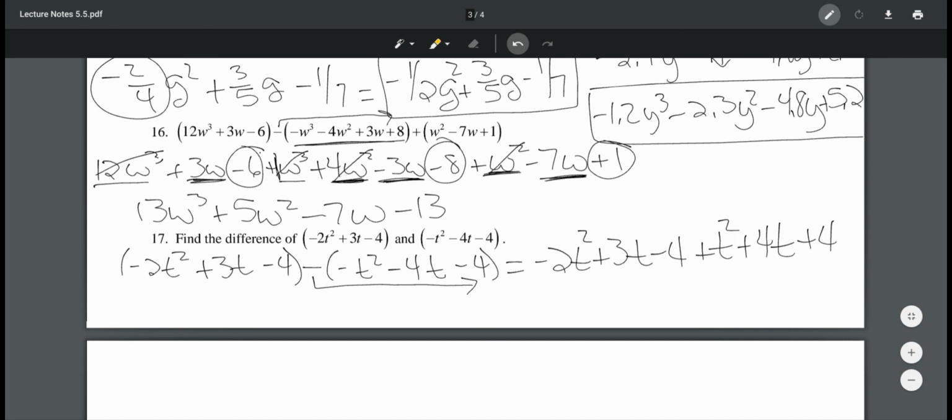Now I go through and add up my like terms. Negative 2 plus 1 is negative 1t squared. 3t and 4t give me 7t. And negative 4 and positive 4 cancel. So my final answer for number 17 would be negative t squared plus 7t.